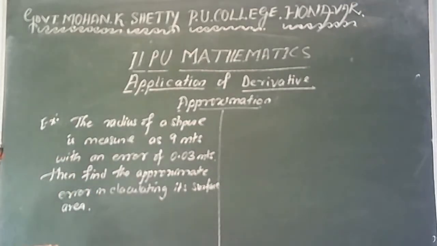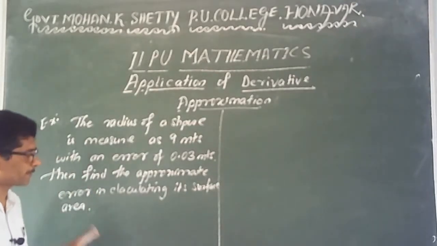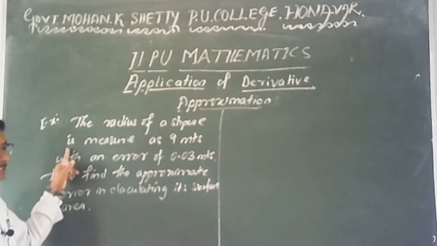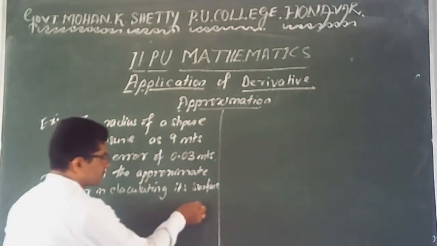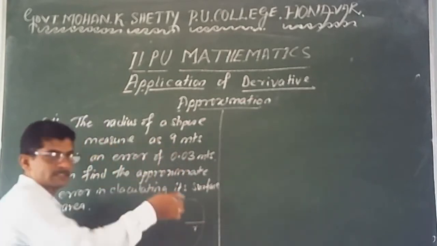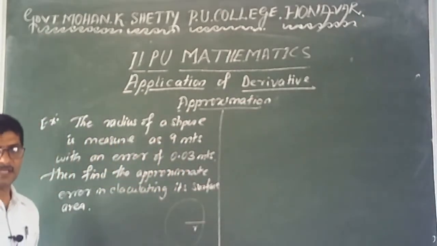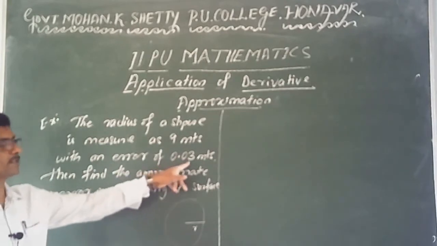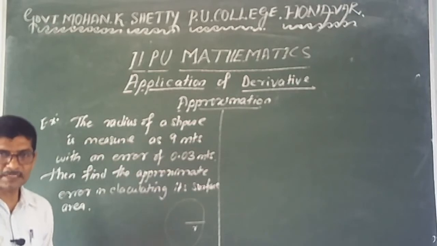Find the approximate error in calculating its surface area. The radius of a sphere is measured. Suppose this is a sphere and we are measuring the radius. The radius is measured at 9 meters. Either measurement error or scale error is 0.03 meters, 3 centimeters.